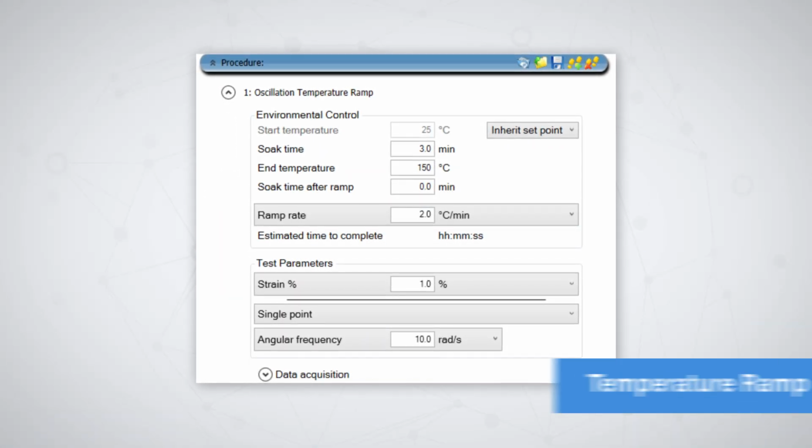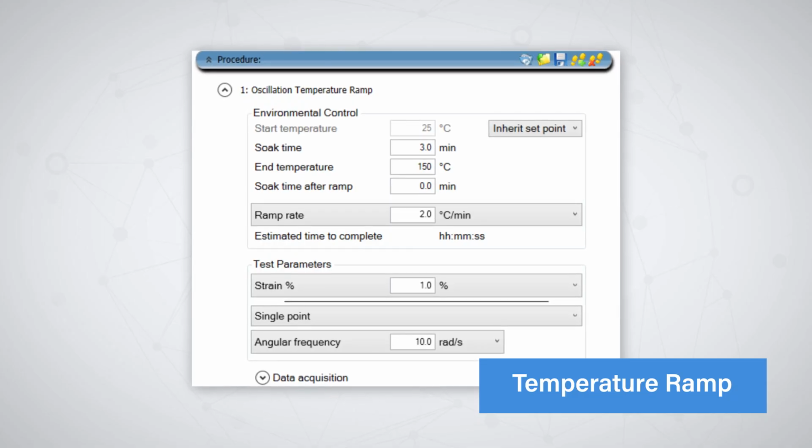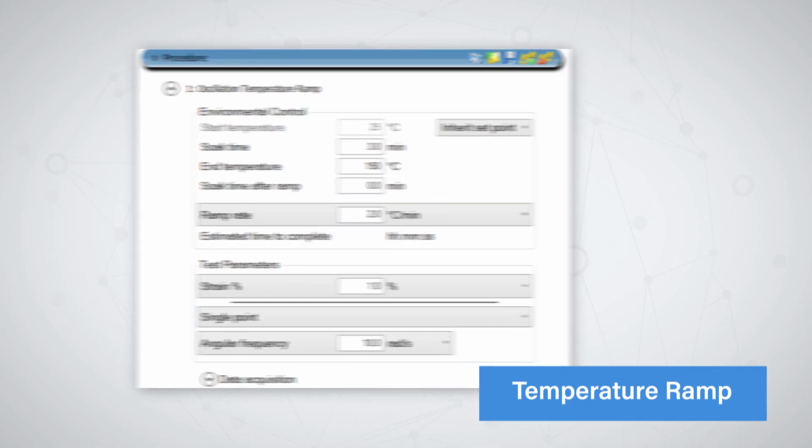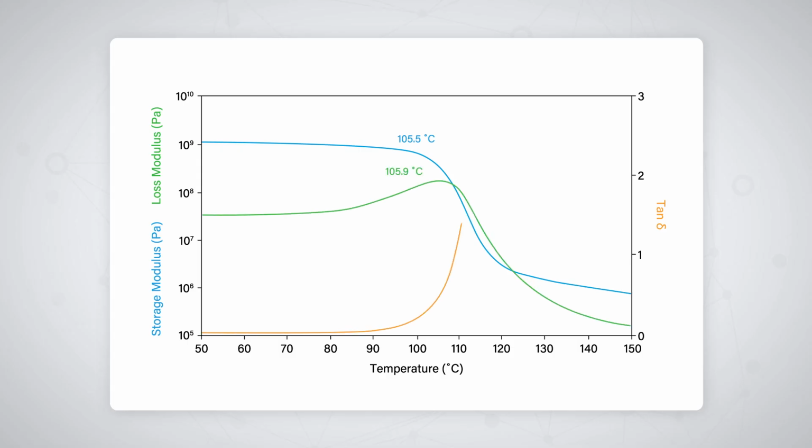Finally, let's talk about the temperature ramp. Here, we apply a constant oscillatory strain at a fixed frequency and gradually change the temperature. This helps us study thermal transitions like glass transition temperature and stability. Does the structure hold up as it heats?